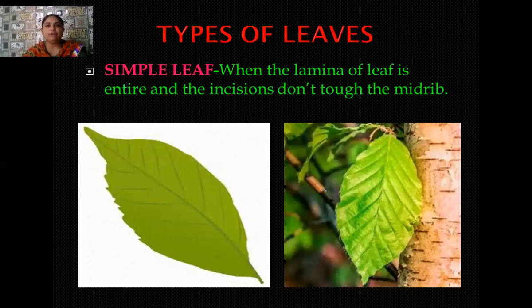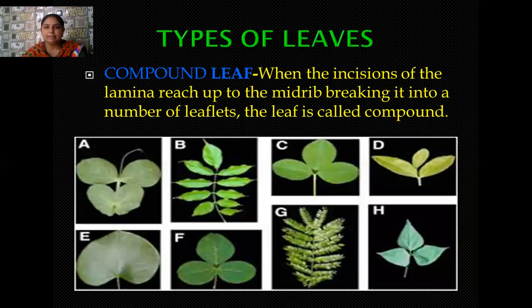When the lamina of the leaf is entire and the incisions do not touch the midrib, then such type of leaf is known as a simple leaf. Here the lamina is visible to you. This is the entire lamina. Those small incisions are present at the margin of the leaves, but they do not touch the midrib. That's why this is an example of a simple leaf.